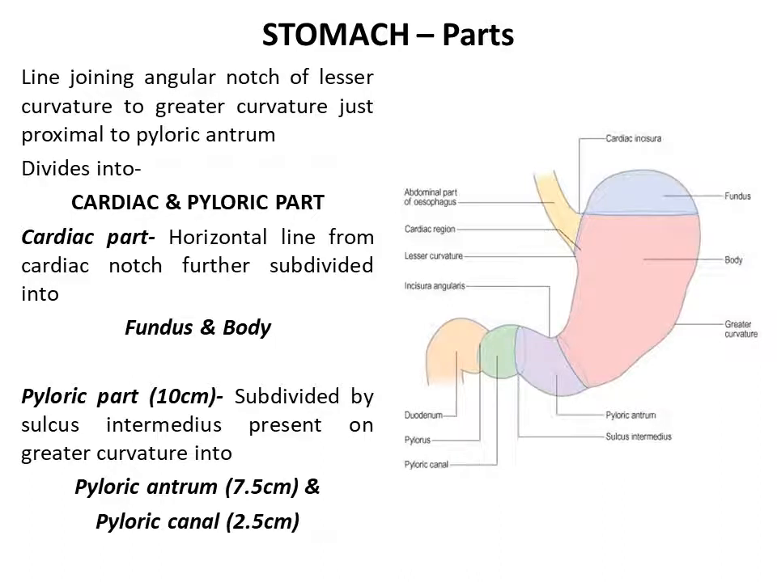The pyloric part can be further subdivided with the help of an inconstant sulcus known as the sulcus intermedius, which is present on the greater curvature. This subdivides the pylorus into a proximal part which is wide and is approximately 7.5 centimeters long, called the pyloric antrum, and a distal narrow tubular part which is approximately 2.5 centimeters long, called the pyloric canal.